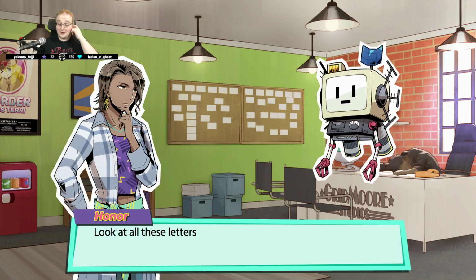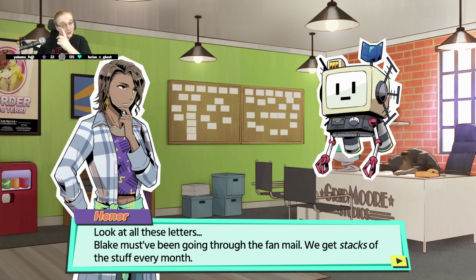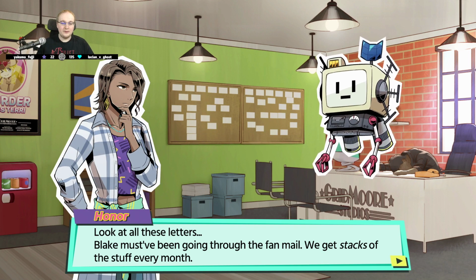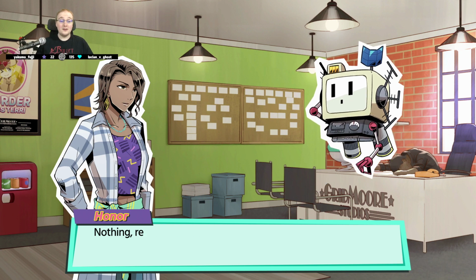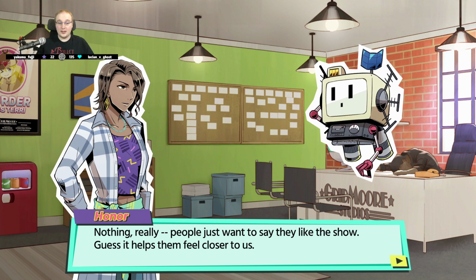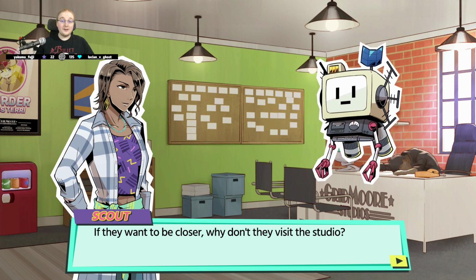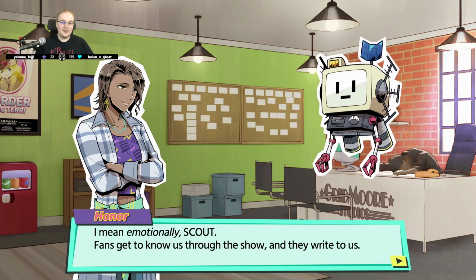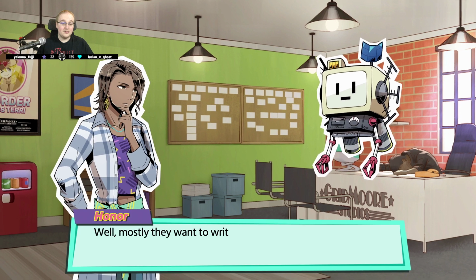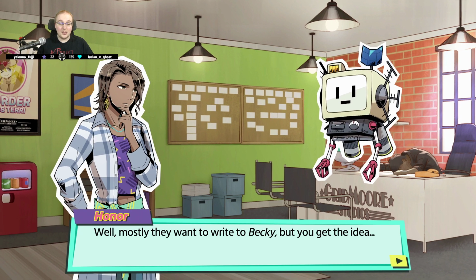We've got a load of puzzles in his memory banks to play with, actually. Look at all these letters. Blake must have been going through the fan mail. We get stacks of the stuff every month. What for? Nothing really. People just want to say they like the show. Guess it helps them feel close to us. If they want to be closer, why don't they visit the studio? I mean, emotionally, Scout. Fans get to know us through the show, and they write to us. Well, mostly they want to write to Becky, but you get the idea.